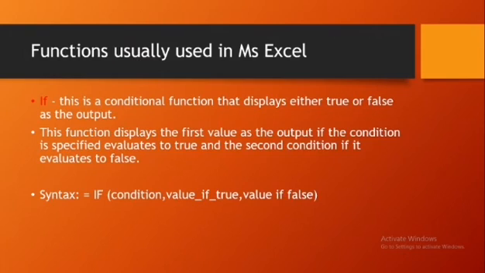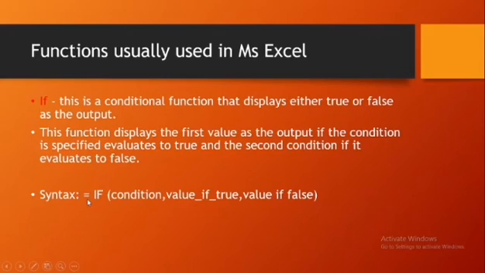This function displays the first value as the output if the specified condition evaluates to true, and the second value if it evaluates to false. It's a slightly confusing for you, but I will explain in a simple and easy way, and then you can easily understand that.